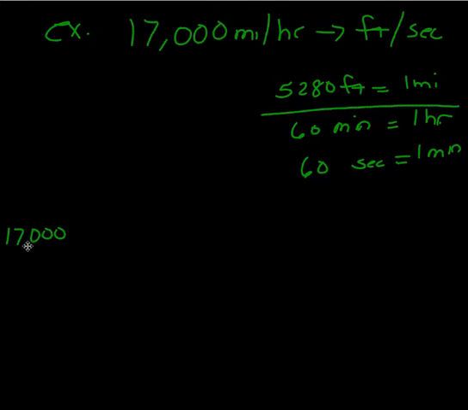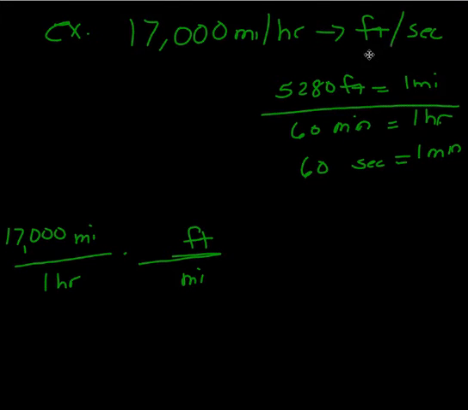This can get a little long. So 17,000 miles, and we're going to set this up as a fraction per 1 hour. We already said that we can go from feet straight to miles. So I need to get rid of my miles by putting miles on the bottom. This creates a cancellation, meaning that this unit is going to be canceled out. But now I need to change it to what? Instead of miles, I need to have feet. So I'm going to put feet on top.